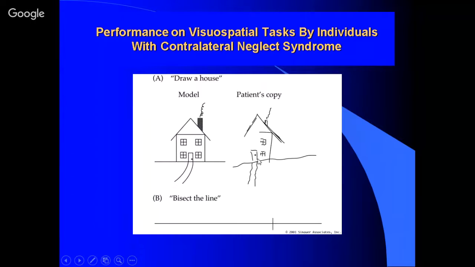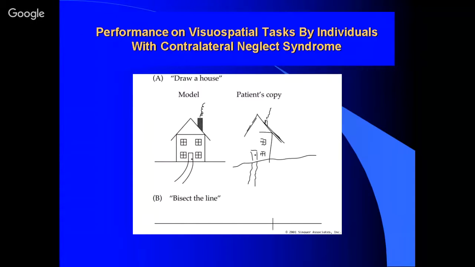We start with the sort of thing that we know, but it gets more complicated than that. You show them a house, you ask them to draw the house, and they draw half the house. You ask them to bisect a line. This is an extremely useful test. If you don't use this test, you really should. You give them the pencil and say, here, cut the line in half, and they cut it off-center, and you mentally see that if he doesn't see this half, he's done a good job.